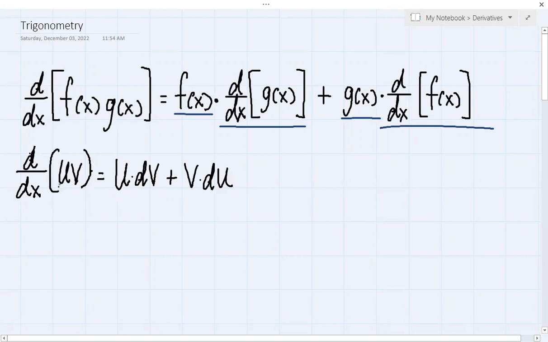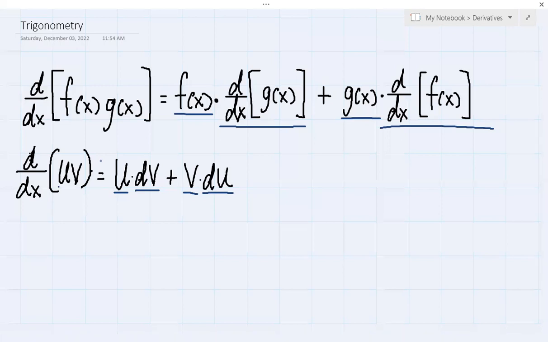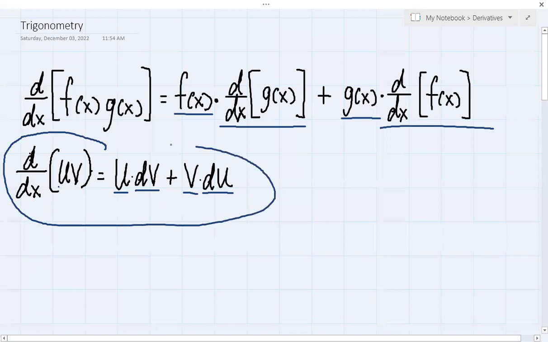So, anong derivative ng u times v? So, magiging u times the derivative ng v plus v times derivative ng u. Or to make it simple sa pag-memorize or pag-familiarize, ang formula ng product rule ay u dv plus v du. Okay? u dv plus v du. So, I recommend you to memorize this one because this one is far better.